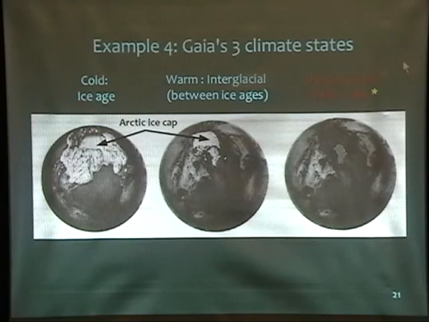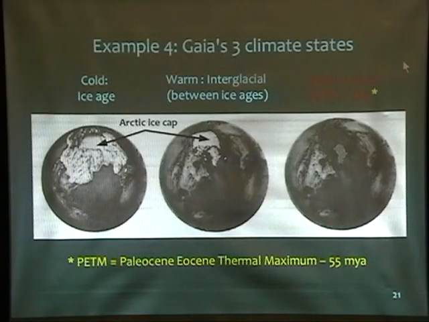A fourth example of attractor states are Gaia's three climate states. It has three: very cold, warm like now, and hot. That's it. There's no in-between states. Cold is the ice ages, and there's been a bunch of them over the last few 100,000 years. We're currently in a warm interglacial, that is between ice ages. And we've been oscillating between ice age and interglacial for about 2 million years, about every 100,000 years or so.